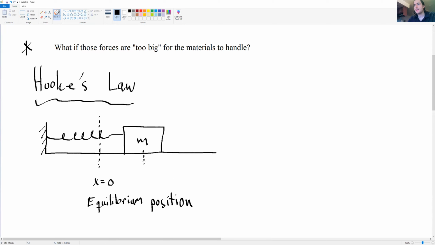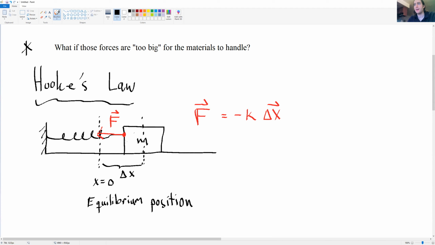But this object is displaced from equilibrium by an amount delta x. Let's try not to get too cluttered here with the black. So that means there is a force on this object, and that force, we can write a vector equation, is minus k, which is just some constant that has to do with the spring, times the displacement vector delta x.